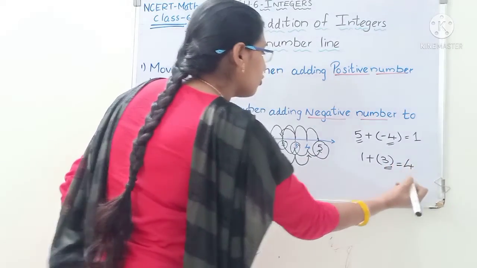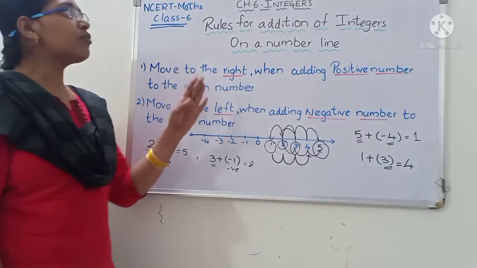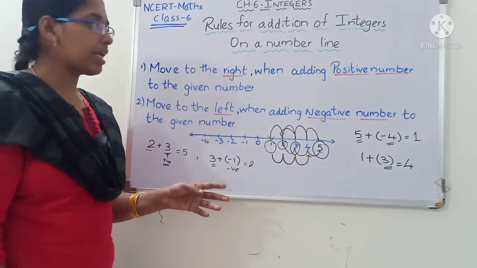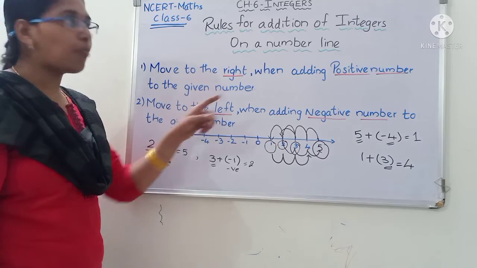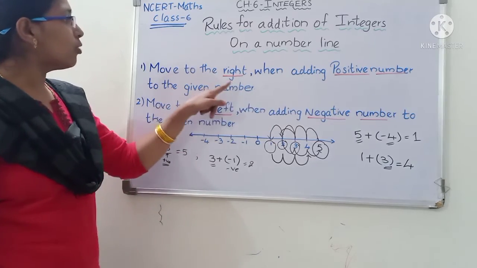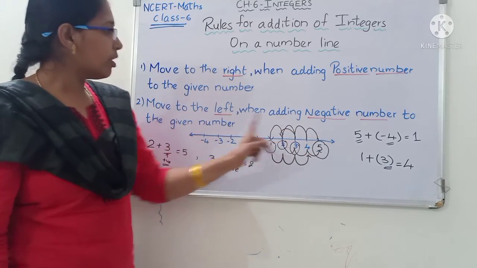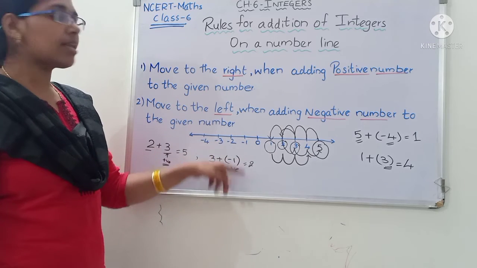The answer is 4. So, children, the rules for addition of integers on the number line are, if you are adding a positive number, you move towards right. When you are adding negative number, you move towards left.